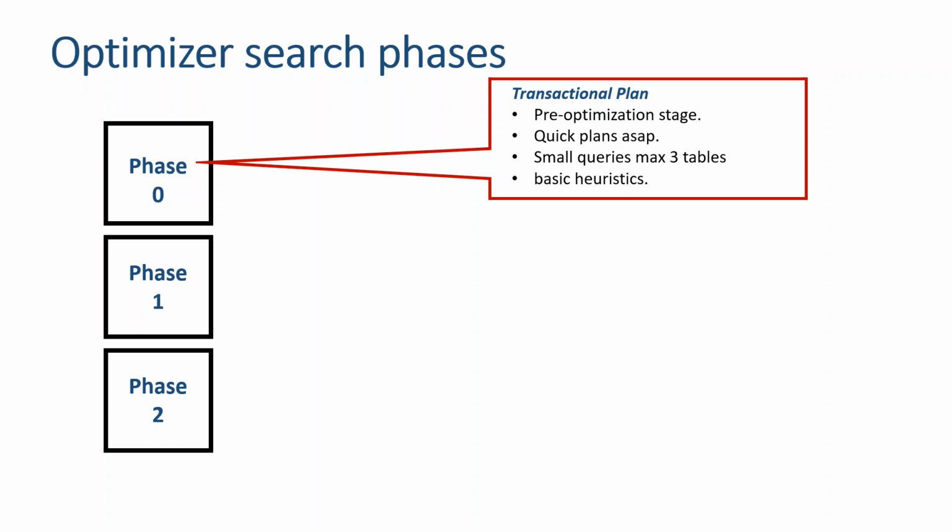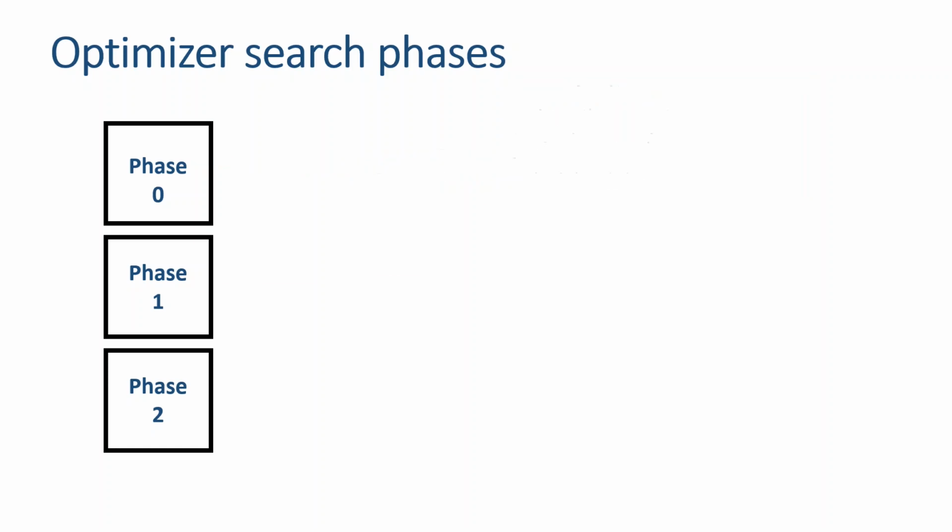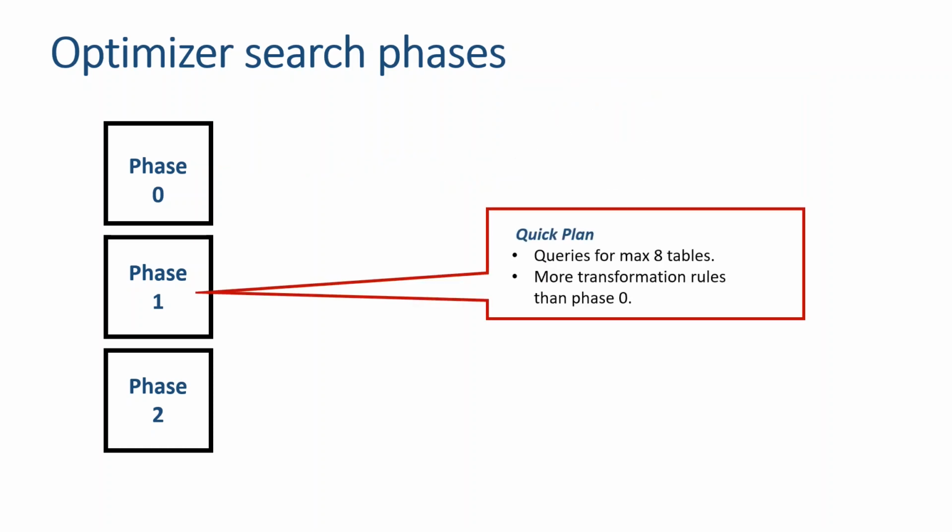These execution plans are created for very small queries with a maximum of 3 tables, and only very basic heuristics are needed, like the table definition and query definition. Those kinds of basic heuristics are needed to generate the execution plans in phase 0. Phase 1 is also known as the quick plan. Execution plans from phase 1 are generated for queries with a maximum of 8 tables. More transformation rules are needed than in phase 0.